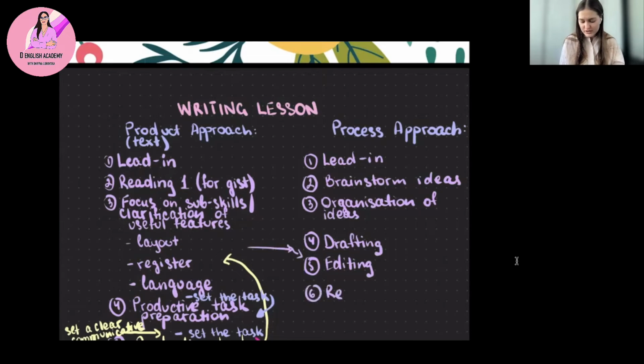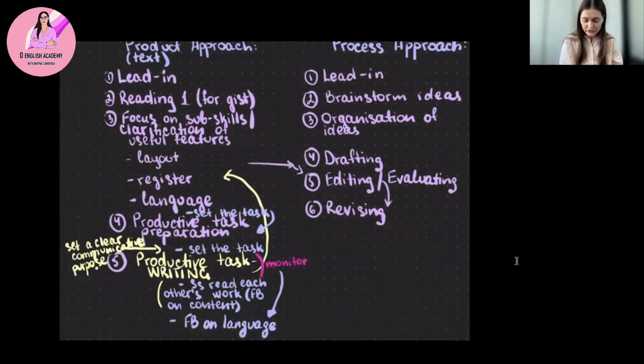Then comes revising. So here students go back to their draft and, following the things that you talked about in editing, which we can also call evaluating, they improve their drafts based on feedback they got. They can do it in pairs, in groups, whichever way. And finally, we get the final version. So the final writings. Again, individually, they write a final version, answering the question, doing the task.